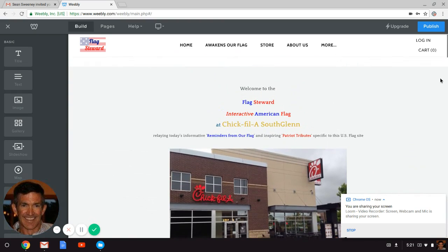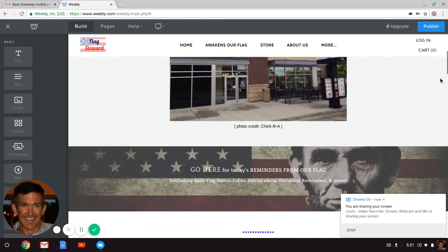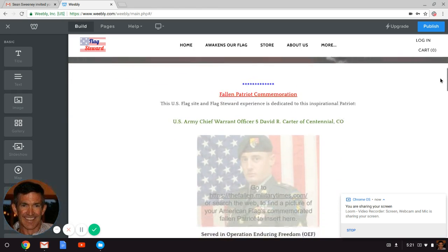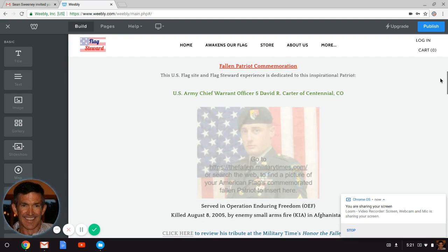So, again, this is the page we're working on for Chick-fil-A in South Glen. Showed their store. Didn't have a picture of that store with its actual American flag, but as you know, just about every Chick-fil-A I've seen has an American flag flying outside of it. And we're going to set up now the Fallen Patriot Commemoration.